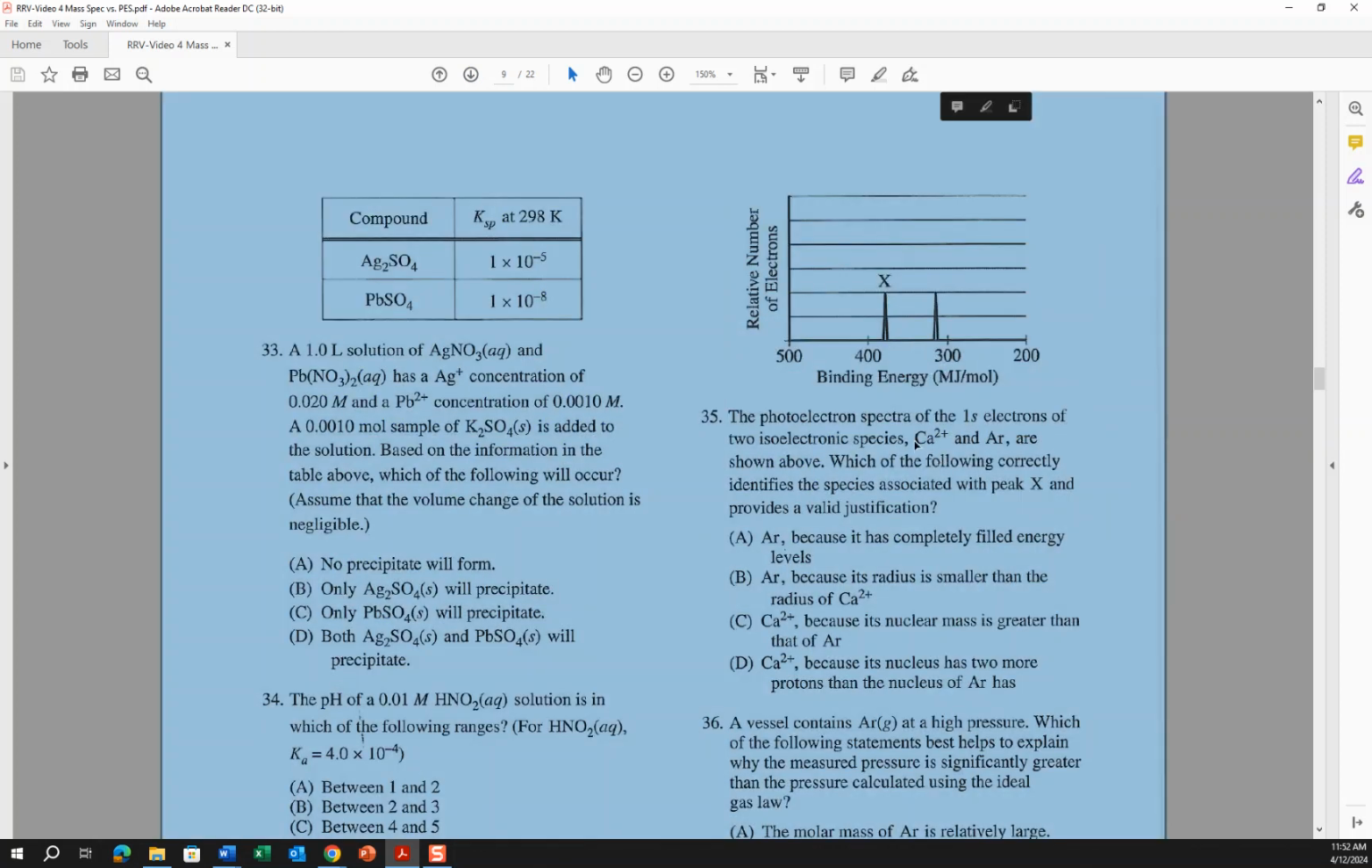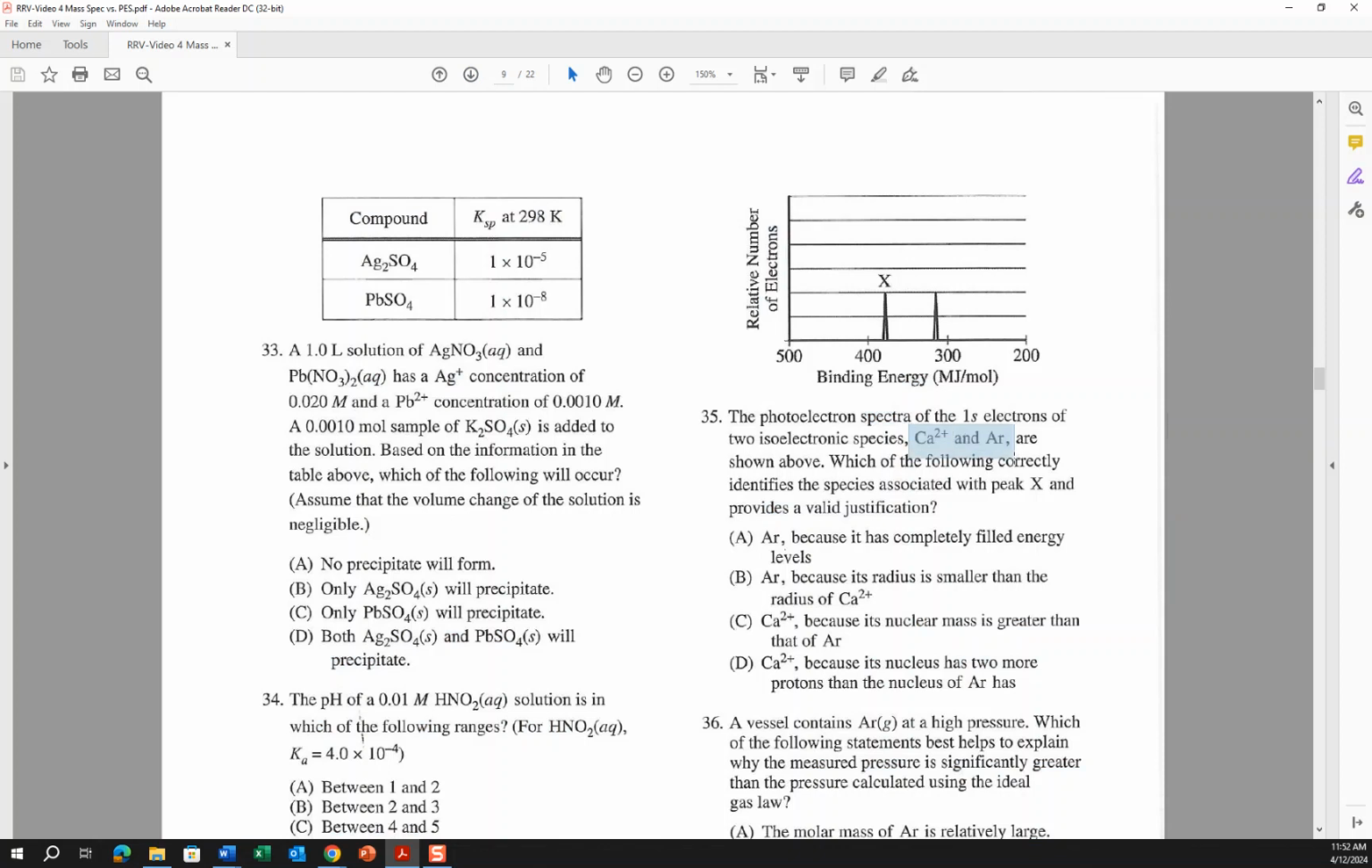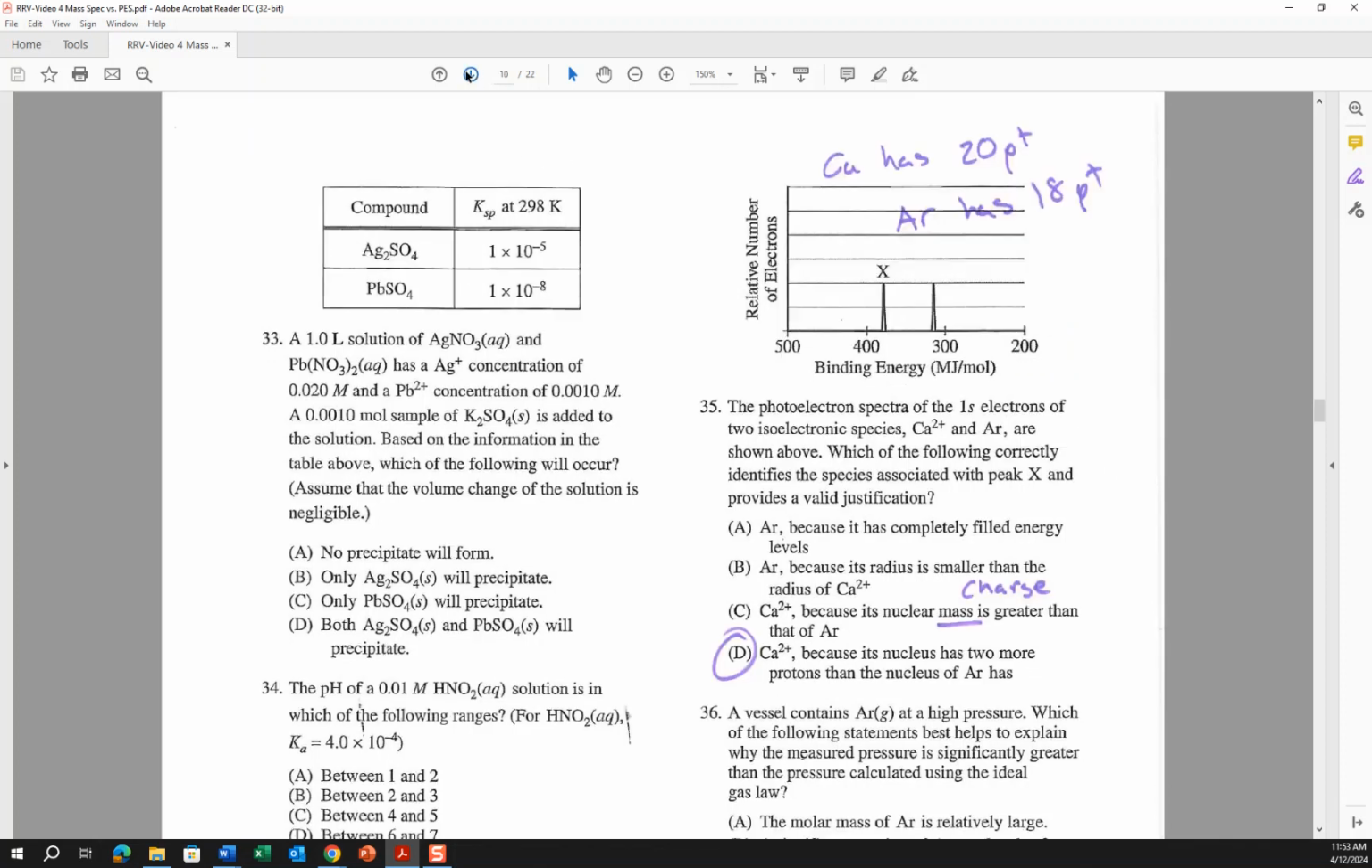We have two peaks. It's saying one of these peaks is calcium 2+, and the other is argon. And notice normally PES does go left to right, meaning higher binding energy here, lower binding energy here. So that would mean either closer to the nucleus because you have higher binding energy, or more protons because you have higher binding energy. So which of these peaks is calcium and which is argon? The question is just asking, what does peak X represent? And it would be the calcium peak, because calcium has 2 more protons than argon.